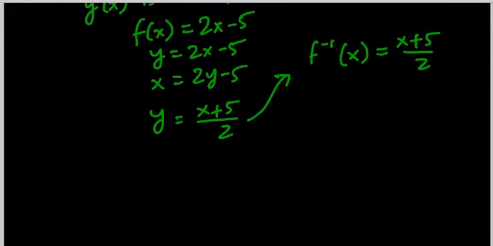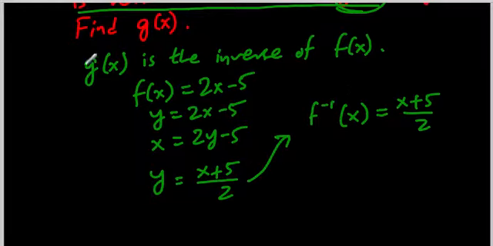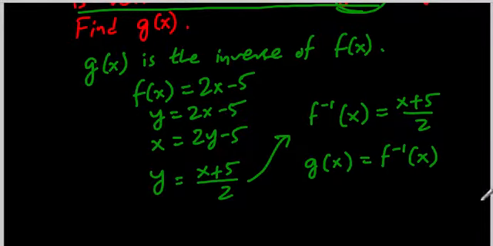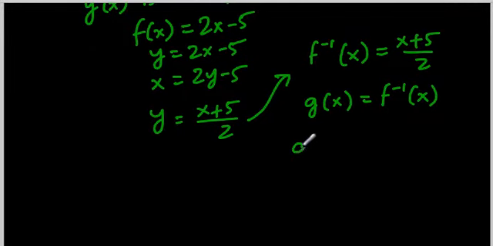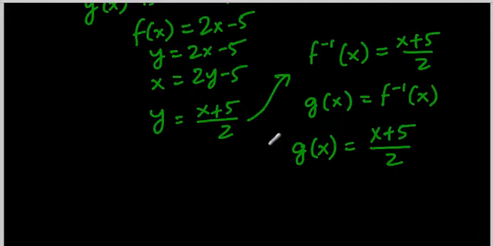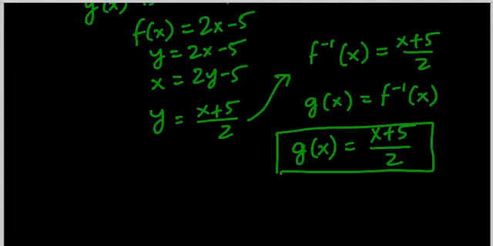But remember, I didn't ask you for f inverse, I asked you what g was. And we know that g of x is equal to f inverse of x. So basically what that means is that since f inverse of x is equal to that, g of x is also equal to that. So it's equal to (x plus 5) divided by 2, and there you have it.